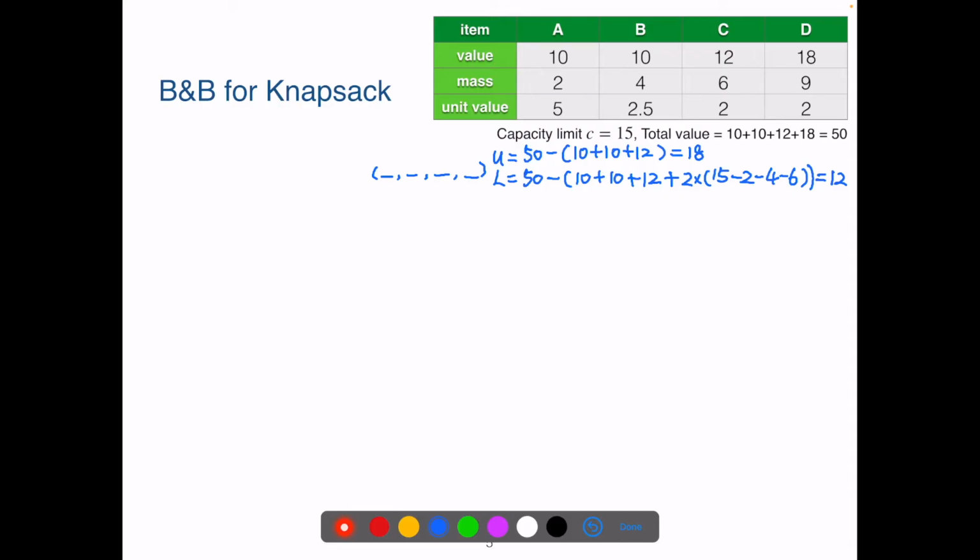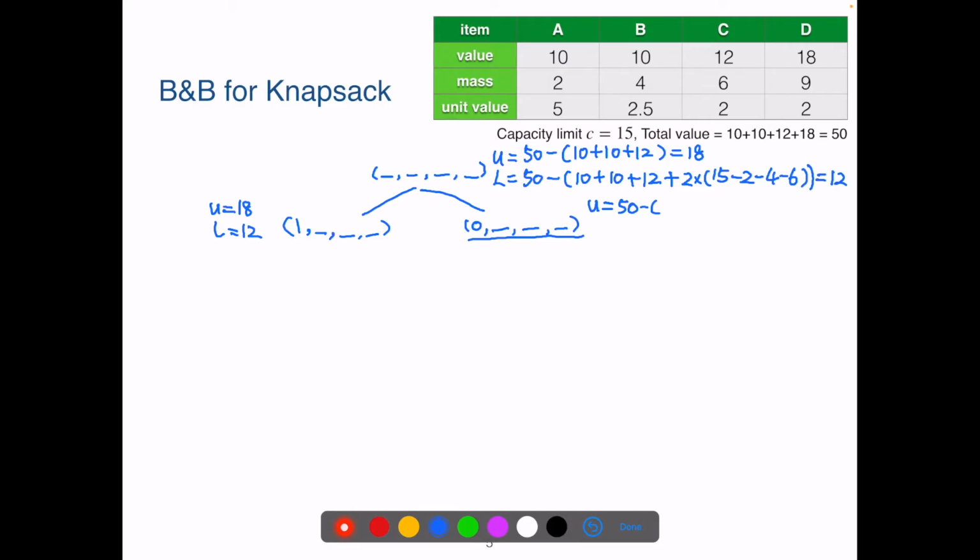Now let's look at the first decision. That's for item A. We can either choose item A or not choose item A. When we make sure that we choose the item A, the upper and the lower bounds will be the same as the global upper and lower bounds. And for this solution, we use the same greedy heuristic. So that's 50 minus, we need to come up with a feasible solution.